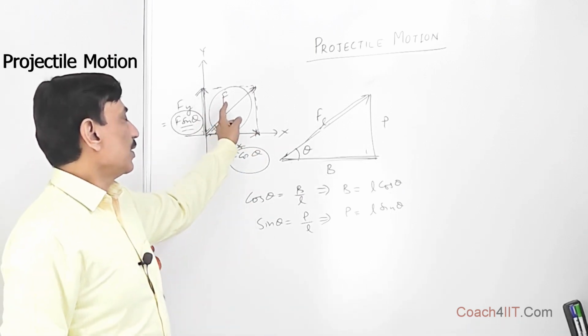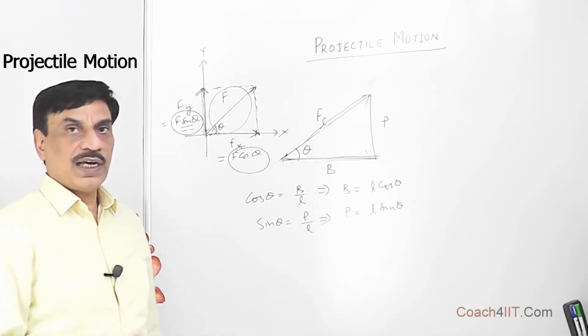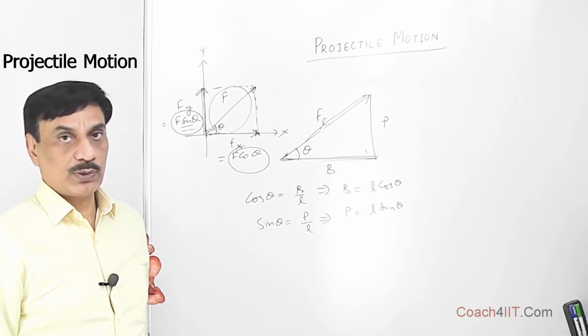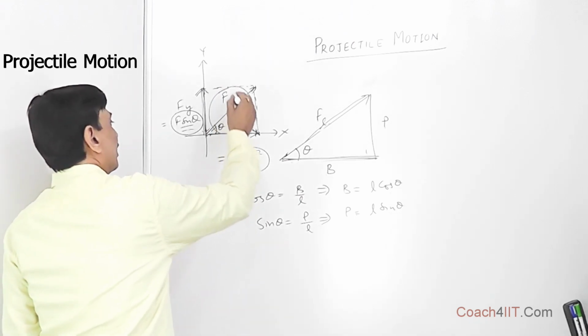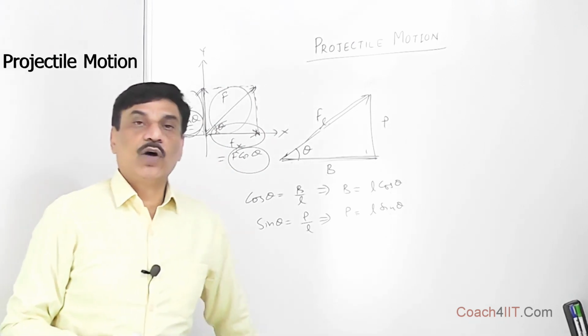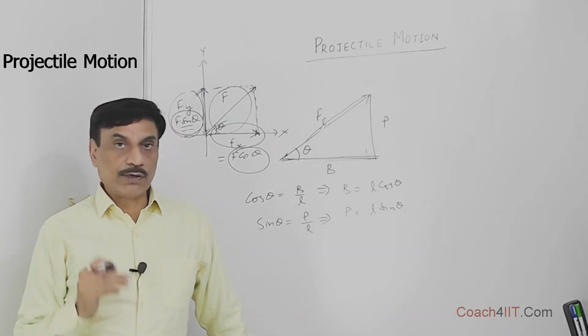Instead of this force, instead of this vector F, we could have any vector. We could have a displacement vector, we could have a momentum vector, any vector we could have, and we can break accordingly the components along the x-axis and along the y-axis. So this is how we break a vector into its rectangular components.